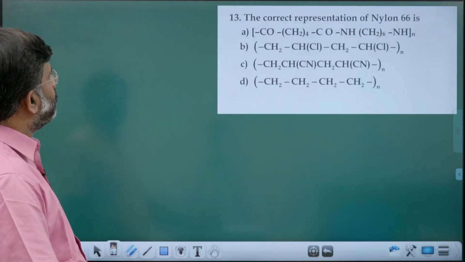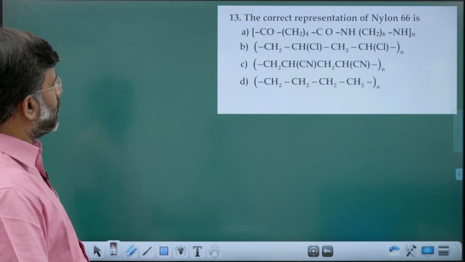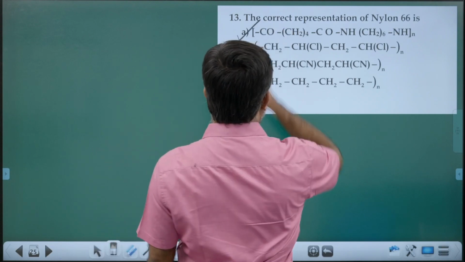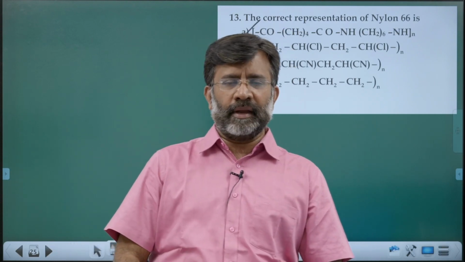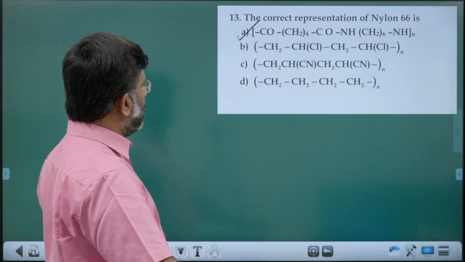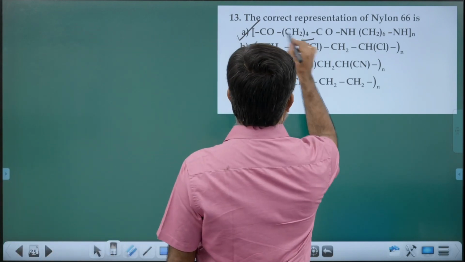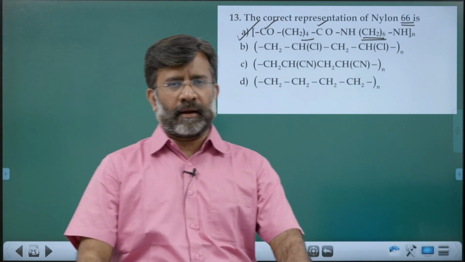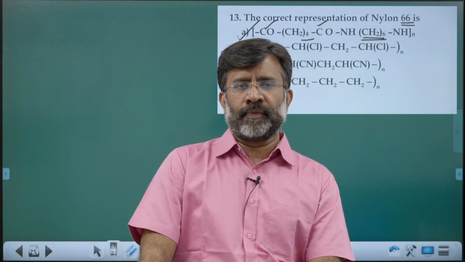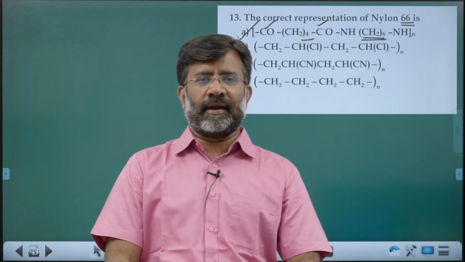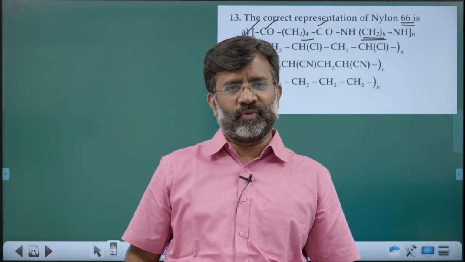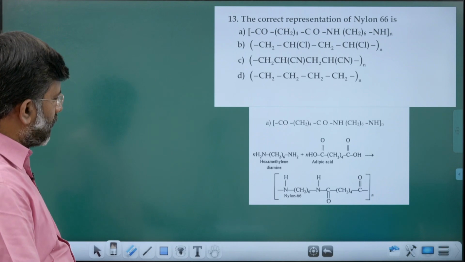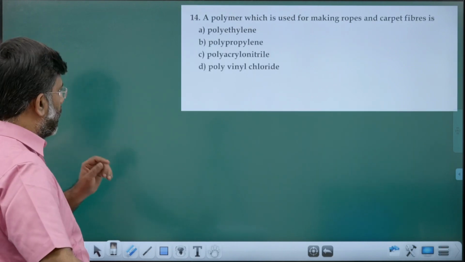Next one. The correct representation of nylon 66. Nylon 66, already we have commented. This is the answer. It is obtained from hexamethylene diamine and adipic acid, which contain 6 carbon atoms here and 6 carbon atoms here, so it is 66. Globally famous nylon fibers were named after two important cities in the world, New York and London, where it was first manufactured. Next. And that is nylon 66, hexamethylene diamine with adipic acid. Option A is the correct answer.